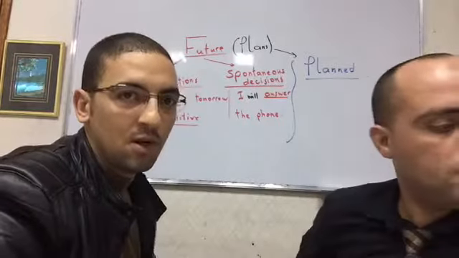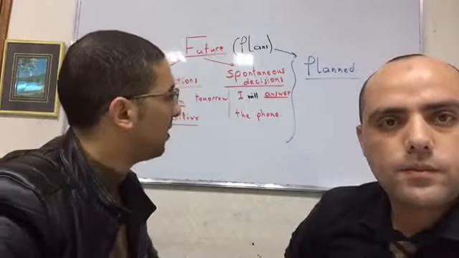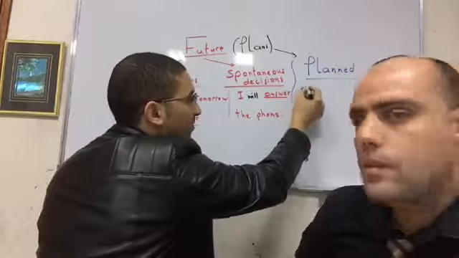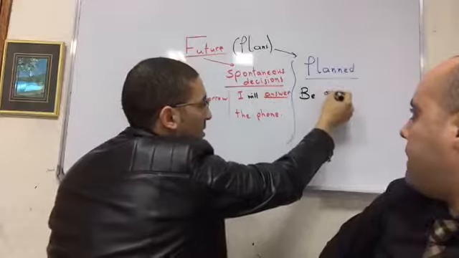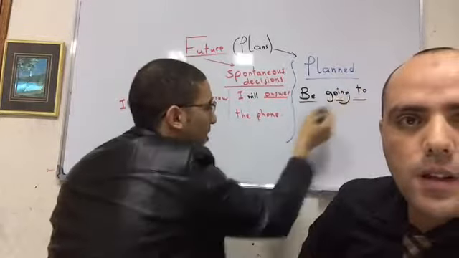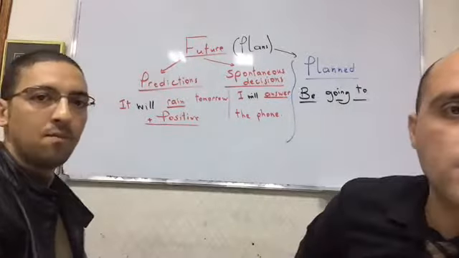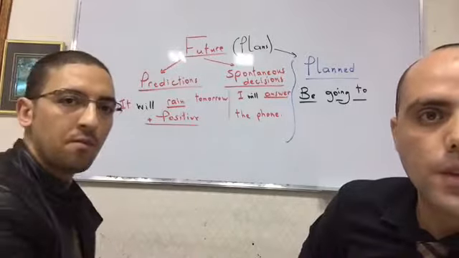What do we use? We don't use will when talking about our future plans. We use this phrase, which is "be going to." And this is our main topic today: the usage of be going to in future plans.